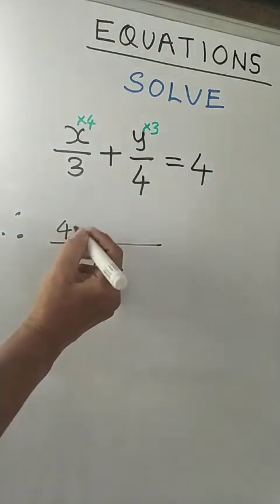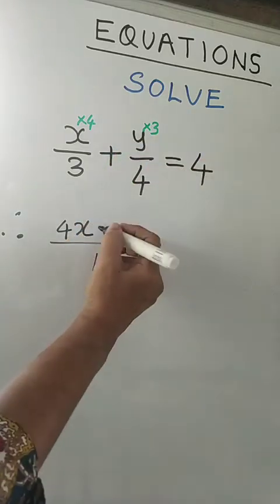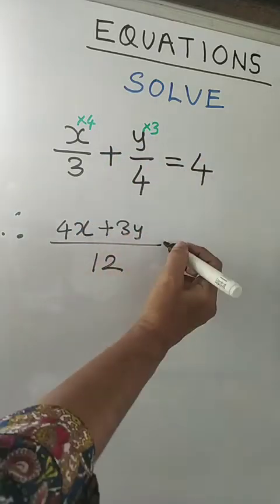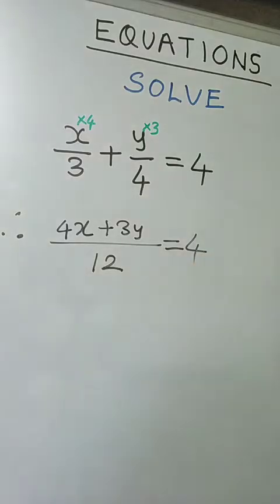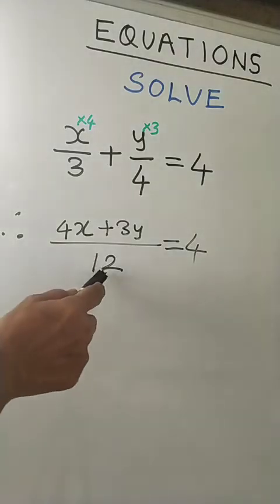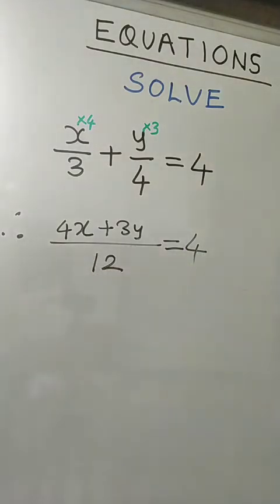4x plus 3y is equal to 4. So we have got 4x plus 3y upon 12 on the left-hand side and 4 on the other side. Now I want to take 12 on the other side.